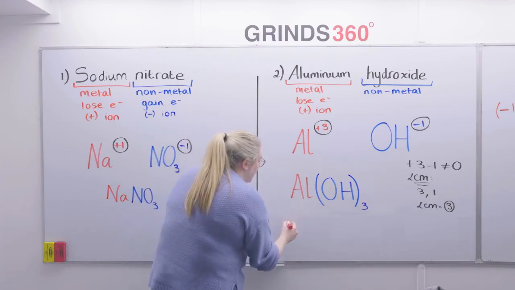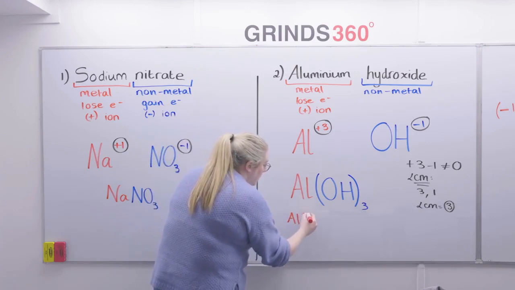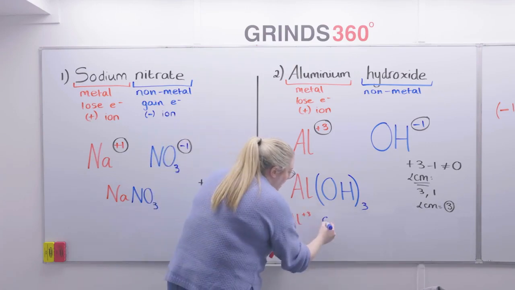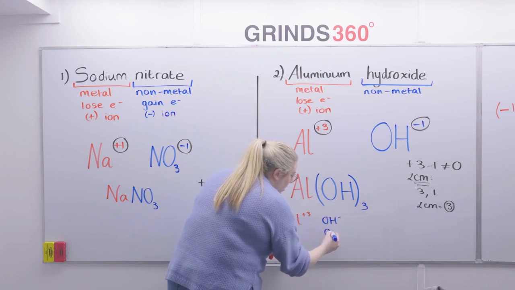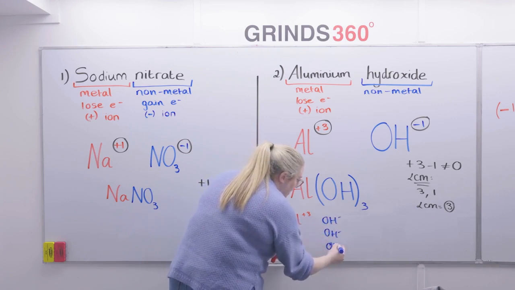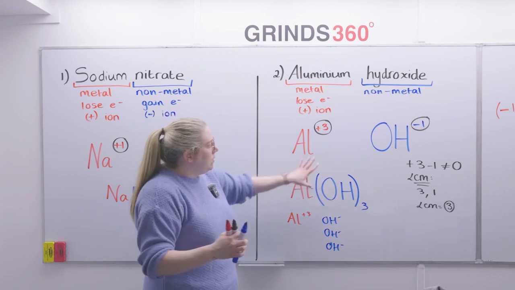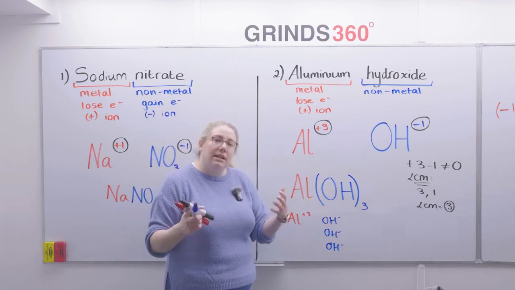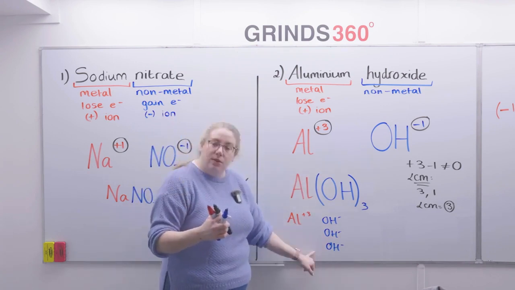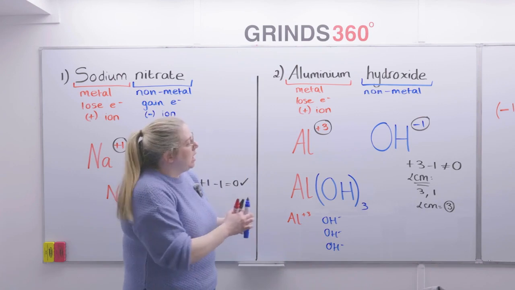If I was to write this out, this would be Al 3+. Then you would have OH minus, OH minus, and OH minus. And that's why if you didn't put the brackets in, your formula is not correct, because you're missing 2 of the oxygens from the formula.